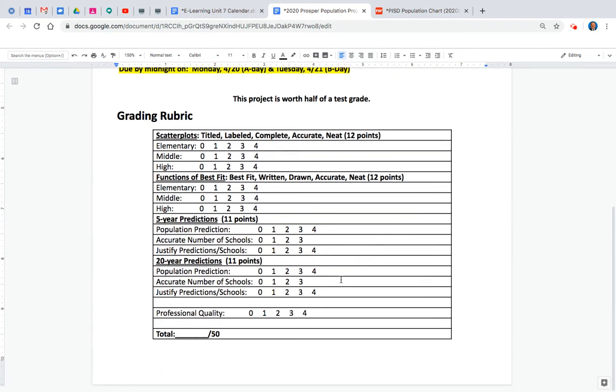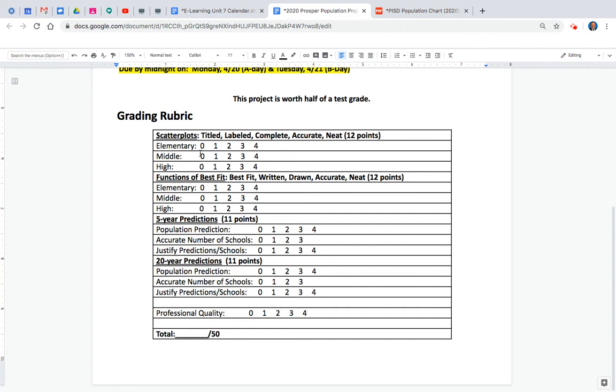The project is worth half a test grade, and here's the grading rubric. You will get 12 points max on the scatter plots, 12 points max on the functions, 11 points on the 5-year prediction, and 11 points on the 20-year prediction. That adds up to 46, and the other 4 points come from the professional quality, which gets you to a total of 50 points. So this is out of 50 points total.